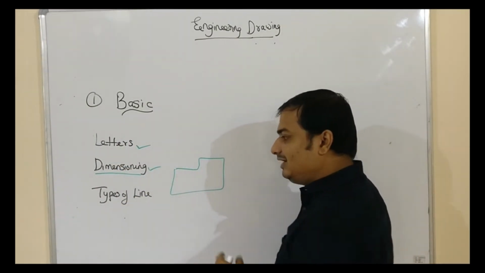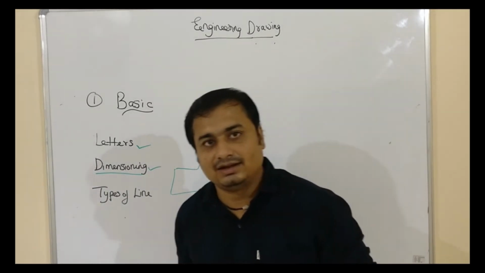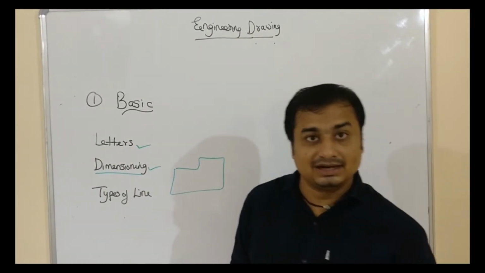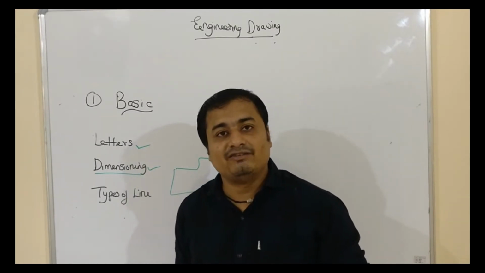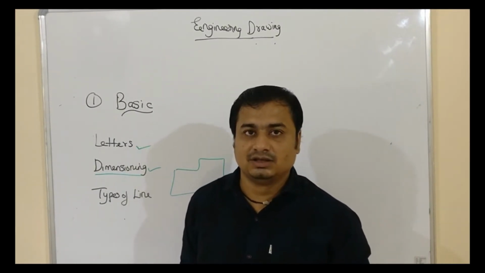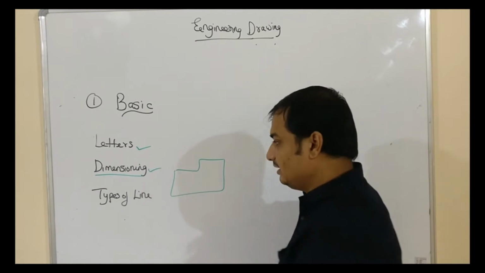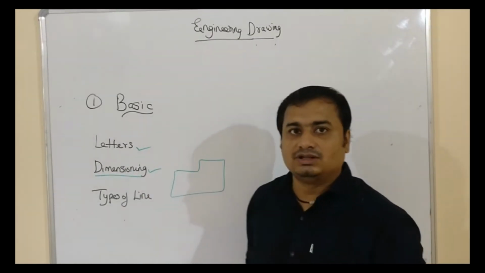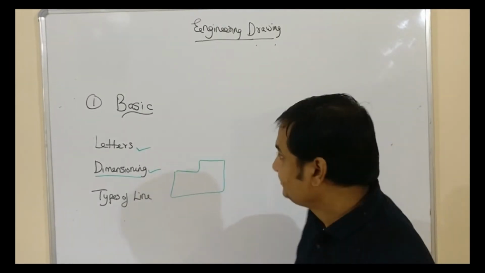Types of lines means in drawing there are so many lines, like it can be dotted, it can be a center line, it can be a section line, it can be cutting plane lines, and all the lines have some symbols and functions that we will be seeing in types of lines. So these are the basics which are going to be applied in all the content of drawing.